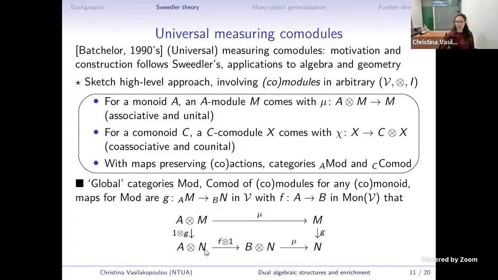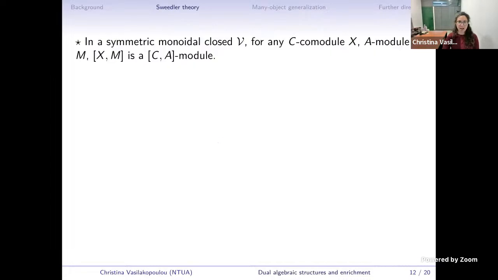So this is really a fancy way of talking about restriction of scalars, basically, changing the base of a monoid in the presence of a monoid map that allows me to do so. Great. So these are the global categories of modules and comodules. And using very similar machinery to before, I can start building up my way to the existence of this universal measuring comodule functor. And I will do that straight away.